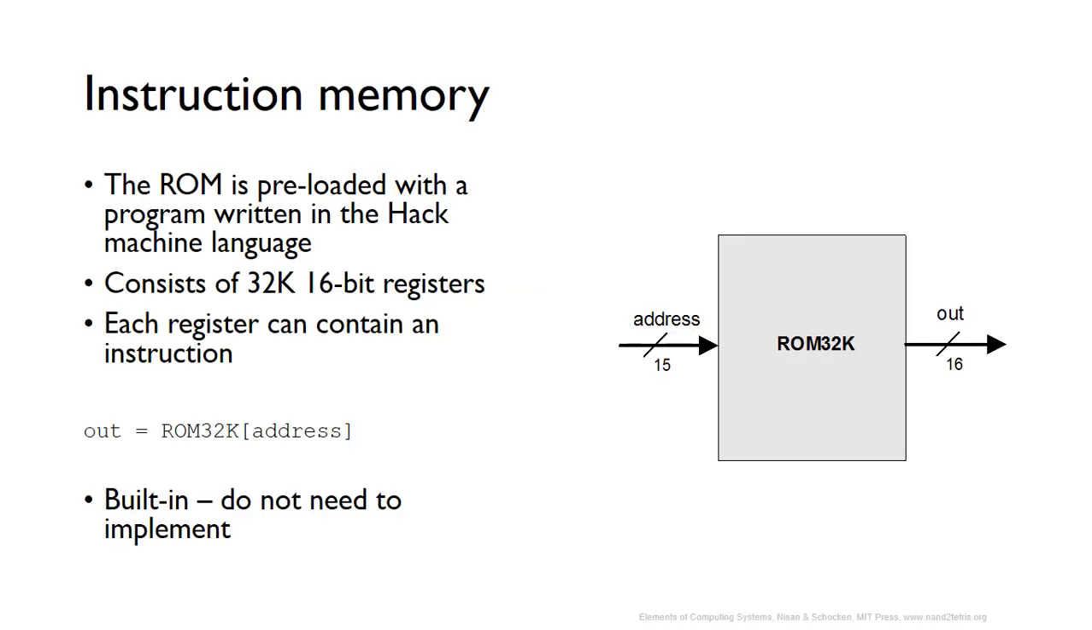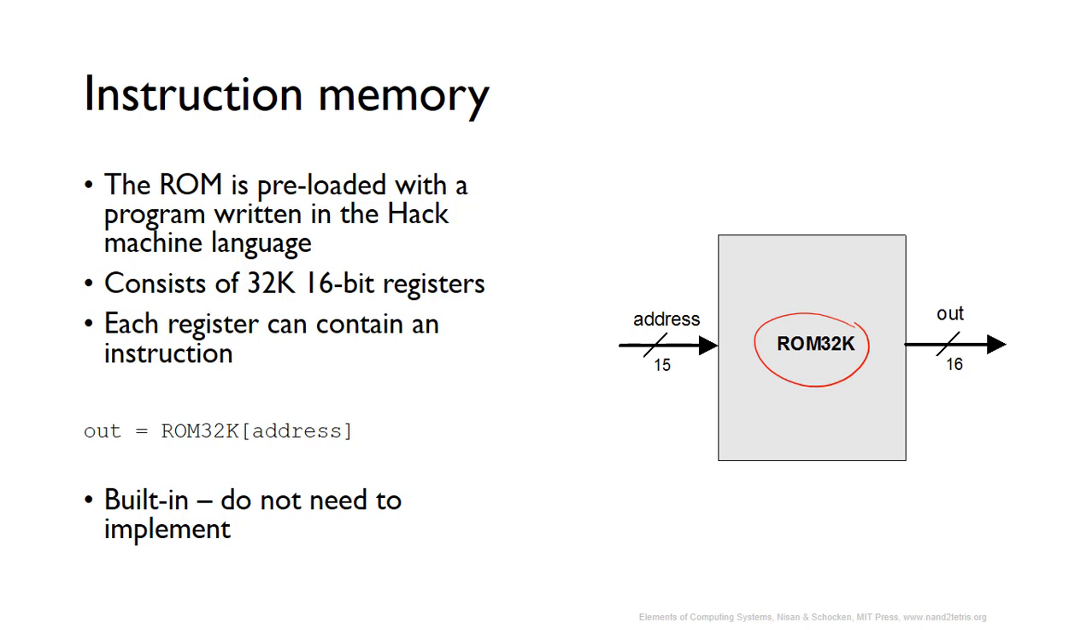So the Hack computer has two types of memory. The first type is instruction memory. This ROM, or read-only memory, comes preloaded with a program written in the Hack machine language. We call it the ROM 32K, and it consists of 32K 16-bit registers.